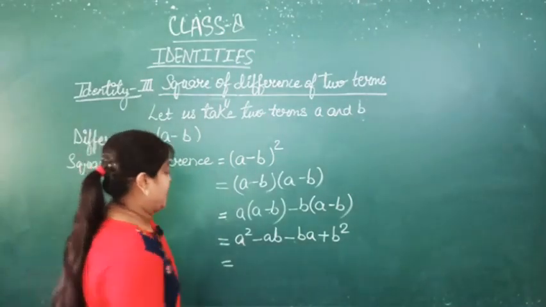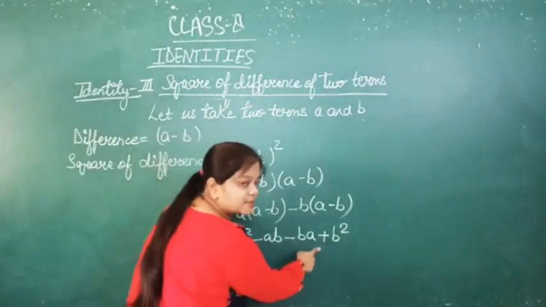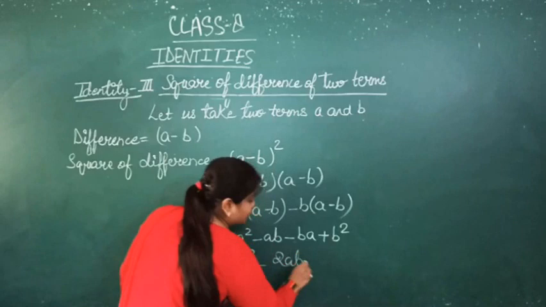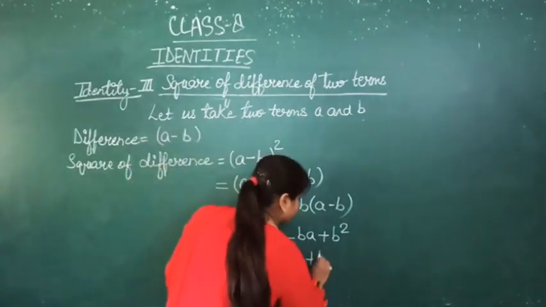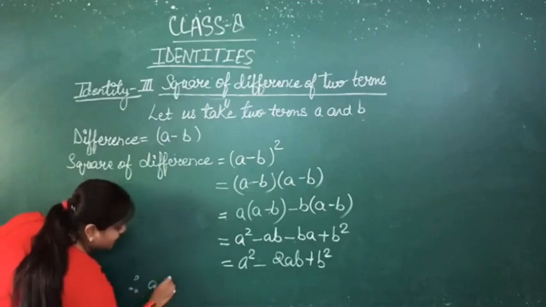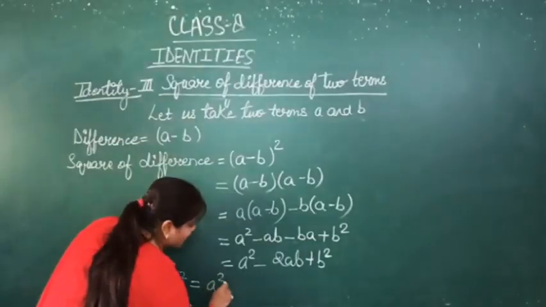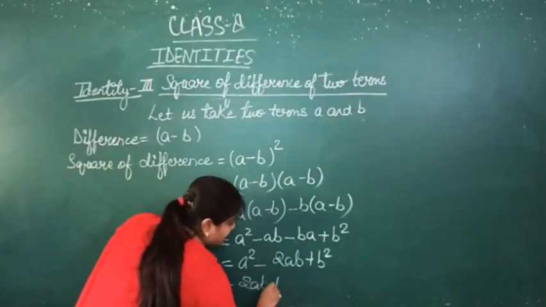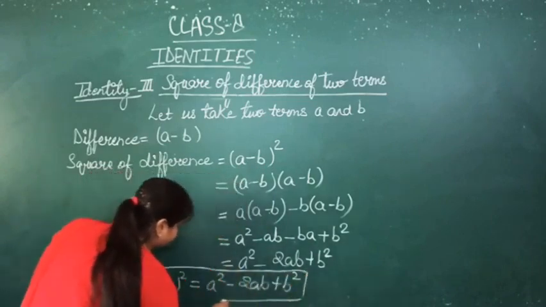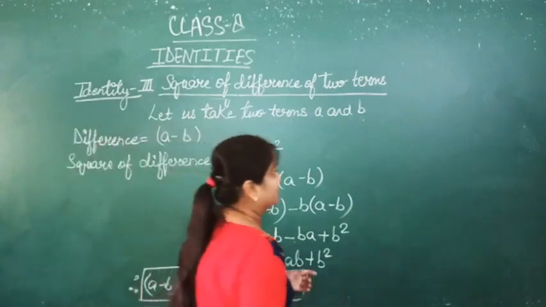Therefore, a square minus ab and minus ba will give minus 2ab and plus b square. Therefore, (a minus b) whole square is equal to a square minus 2ab plus b square. This is our third identity. Let's solve one example.